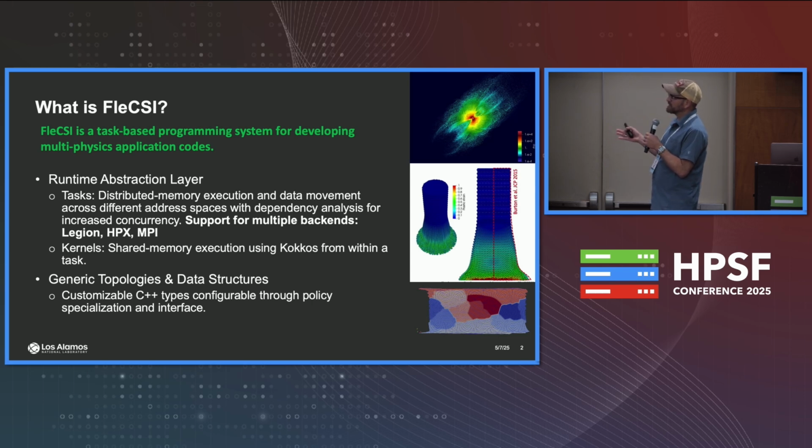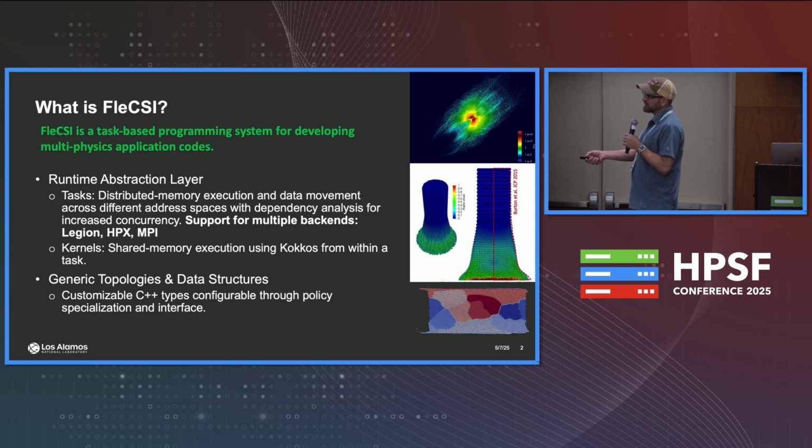If you don't know what FleXCI is, it's task-based. We have backend support for Legion, HPX, and MPI. Functionality is not the same across all of those backends. We get more fancy task-based parallelism with Legion and HPX than we do with MPI. We originally developed the MPI backend as a risk mitigation strategy. The good news is if you use the MPI backend, there's very little overhead, really no overhead in the interface, and so you get a nice version of MPI. HPX and Legion add some more functionality.